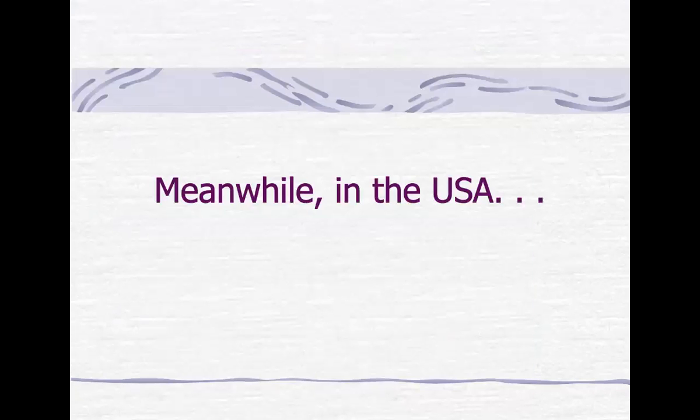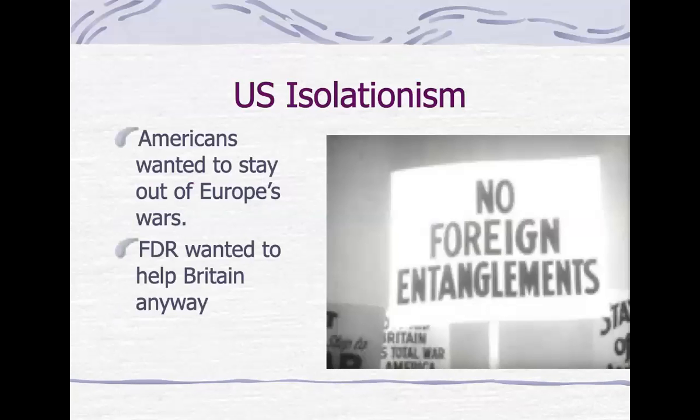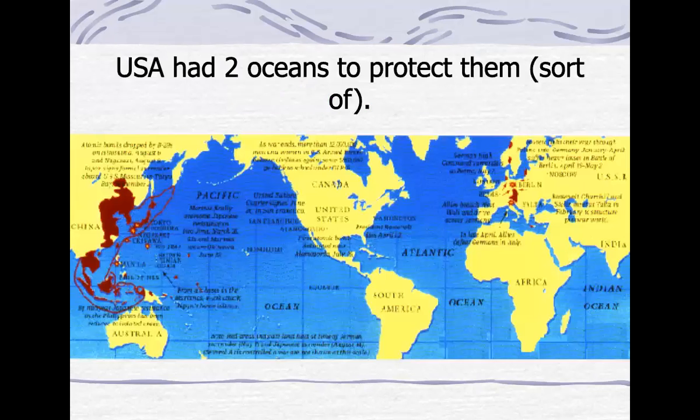Yeah. So now we're going to look at some of the stuff that was going on in America during the time of this war. So without further ado, as you can see, meanwhile in the USA, U.S. isolationism. Americans wanted to stay out of Europe's wars. FDR stands for Franklin Roosevelt, who was the president at this time. He wanted to help Britain anyway.